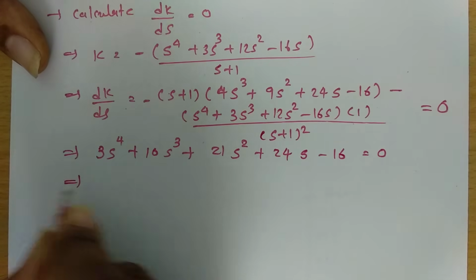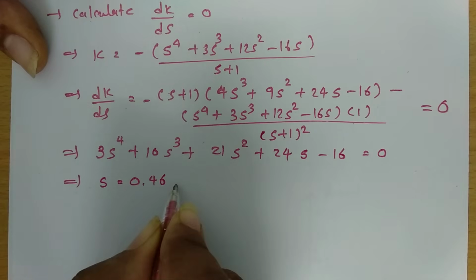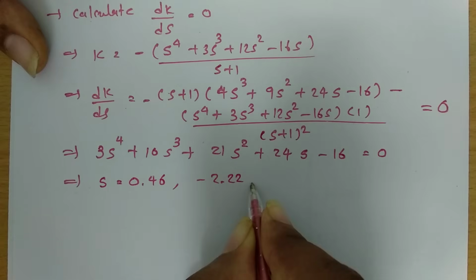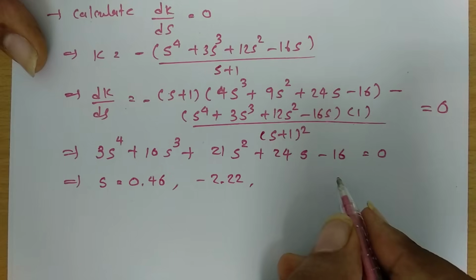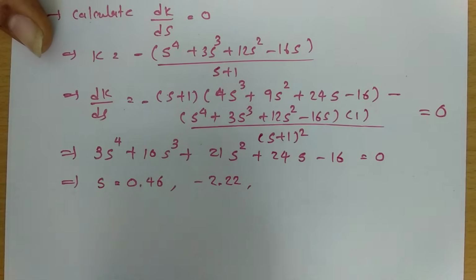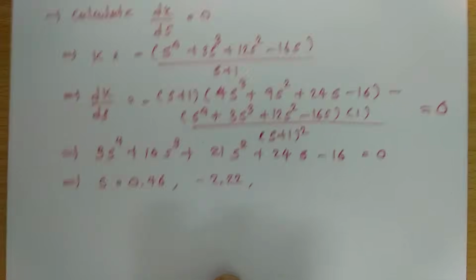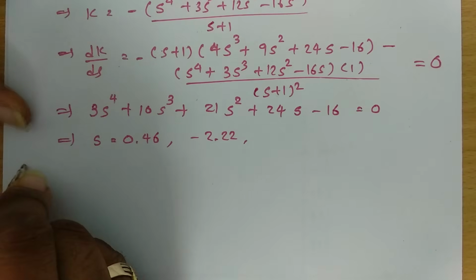So here the values of s are s equals 0.46, minus 2.22, and some other values are there, but that is not useful. The reason is it has an imaginary part. So let us consider these two values only. Now the last step for this is to calculate the intersection to the imaginary axis.